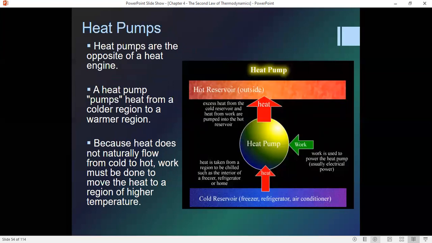So here's schematically what's going on. All right, we have some area we want to cool off. We'll call this the cold reservoir. It's at some temperature TC. We want to cool off a freezer, we want to cool off a refrigerator, maybe we want to cool off our own house. Its temperature is going to be colder than where we're going to dump the heat. We want to dump the heat to the outside. So let's say we want to keep our house cool.